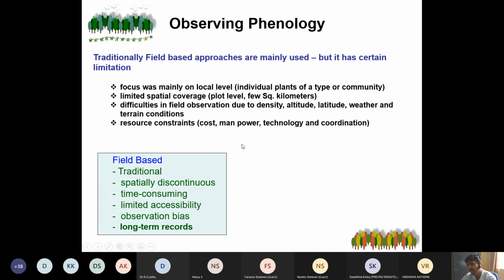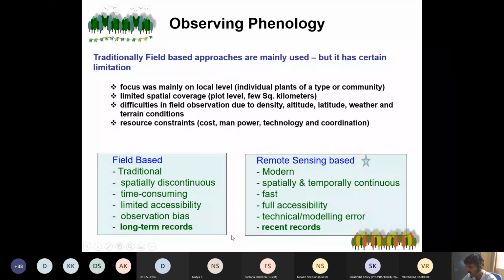So field-based is traditional, spatially discontinuous, time-consuming, with limited accessibility, and long-term records are very limited, though they are there. Okay, observational bias is also a weakness. In remote sensing, we have spatially continuous data, but short-term, recent records. If the person who is processing it does not have the capability, then he may make some kind of technical error. That is the major part one has to be careful about before using such a vast volume of data. Another limitation is the huge volume of data. You need to have software packages. You need to have an understanding of the data.